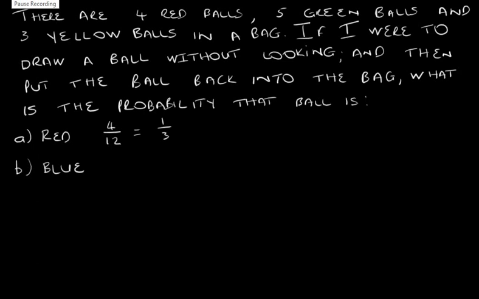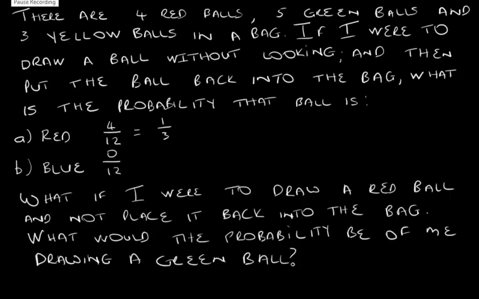Now what would the probability of me drawing a blue ball be? It would be 0 over 12, because there are no blue balls in the bag. So now tell me, what if I were to draw a red ball and not place it back into the bag? What would the probability of me then drawing a green ball be? Can you tell me? It would be 5 over 11. Why over 11? Because we already took a red ball out of the bag and we didn't replace it. So there's 1 ball less. So our denominator will decrease by 1. So that will give us 5 over 11.